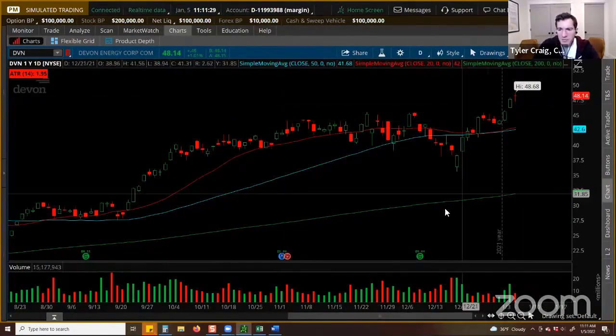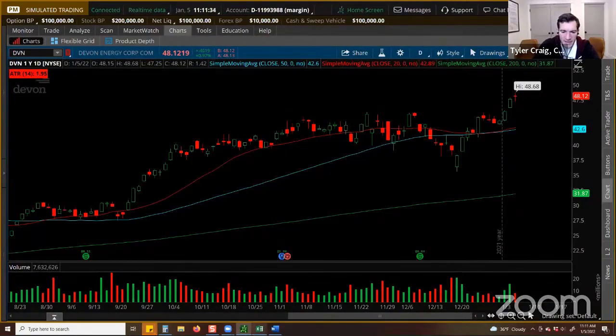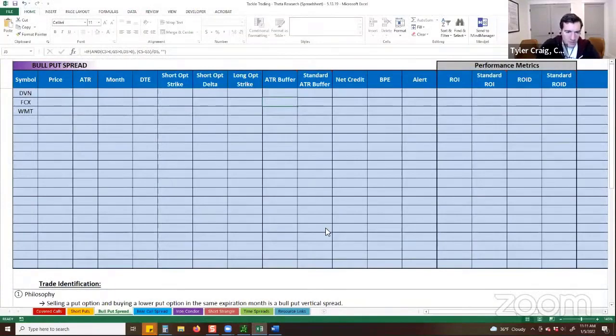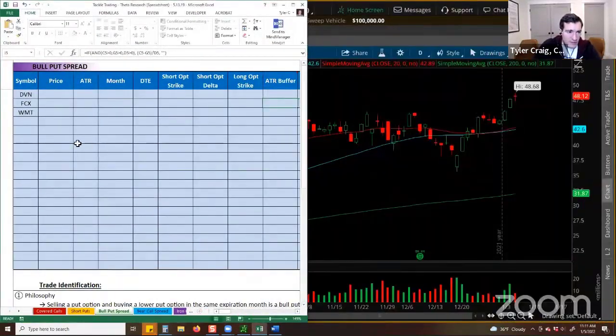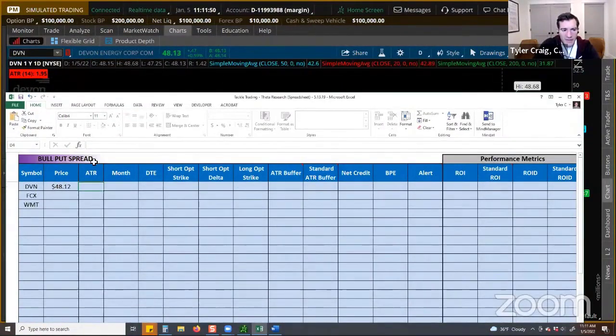DVN obviously benefiting from the strength in energy. This is a $48.12 stock. So let me actually do this. So I got $48.12. The ATR, this is an indicator you can add. It tells you how much the stock moves per day on average. So DVN moving about $1.95 a day.